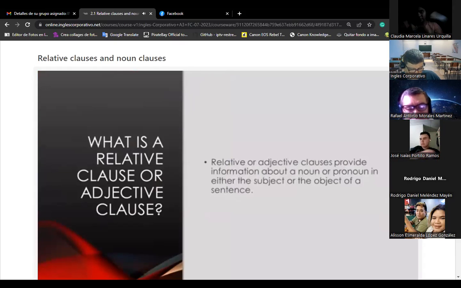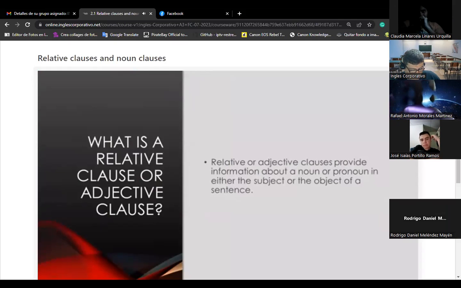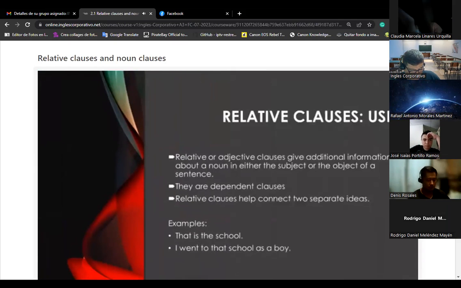What is a relative clause or adjective clause? Relative or adjective clauses provide information about a noun or pronoun in either the subject or the object of a sentence. They give additional information about a noun. They are dependent clauses. Relative clauses help connect two separate ideas. For example, that is the school. I went to that school as a boy. That is the school which I went to as a boy.